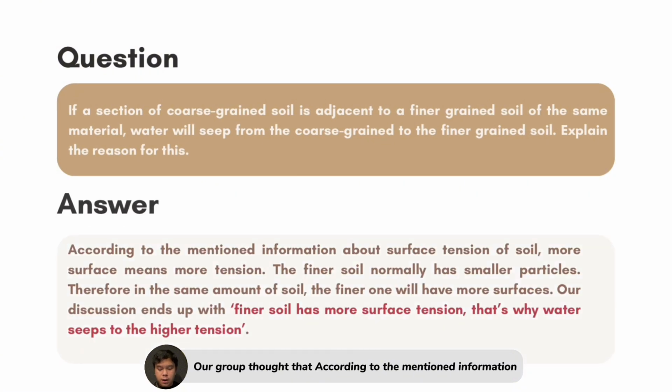Our group thought that according to the mentioned information about surface tension of soil, more surface means more tension. A finer soil normally has smaller particles. Therefore, in the same amount of soil, the finer one will have more surface. Our discussion ended up with finer soil having more surface tension. That's why water shifts to the higher tension.